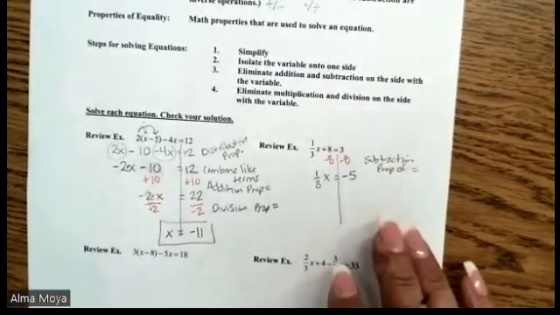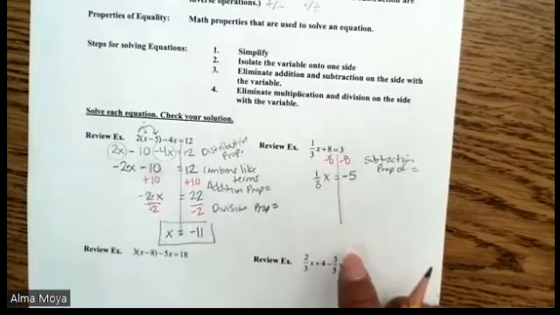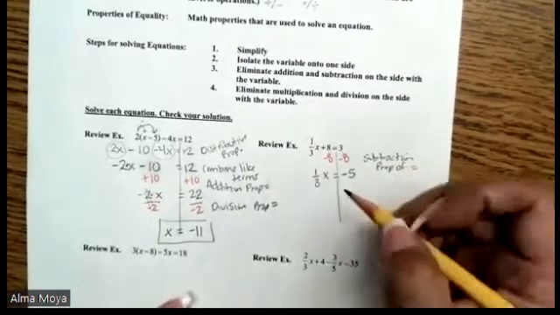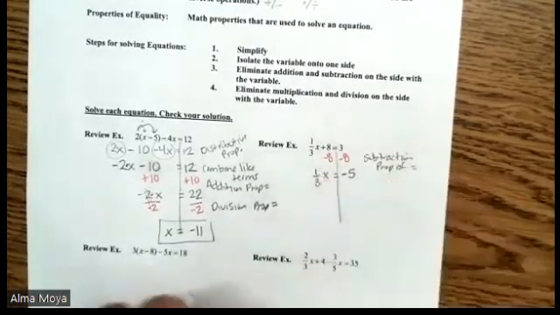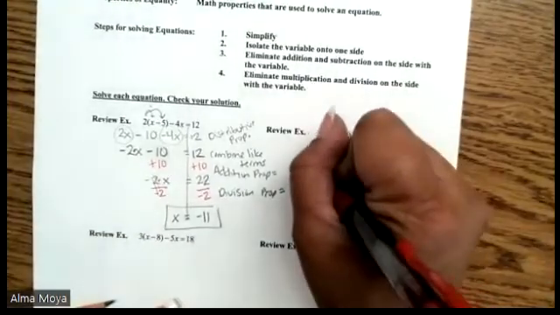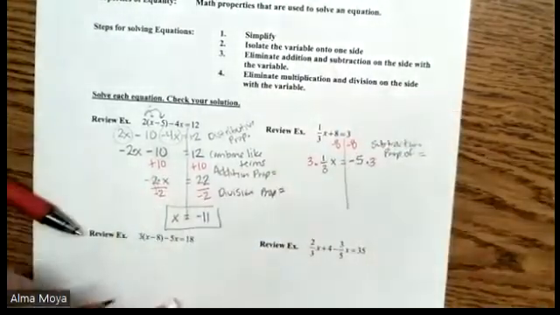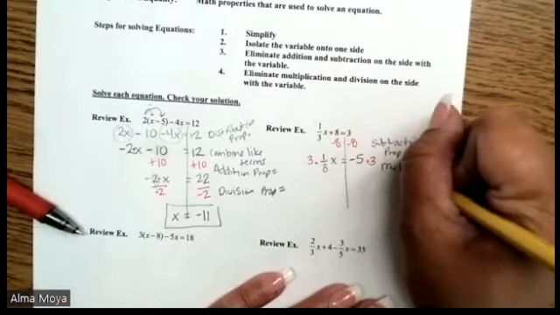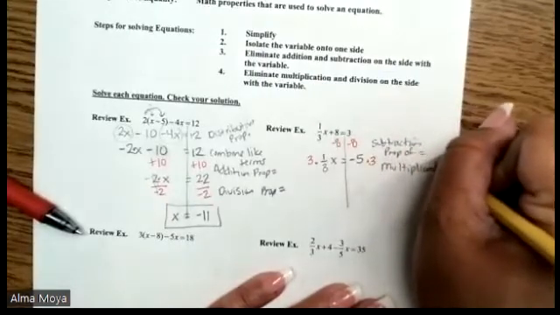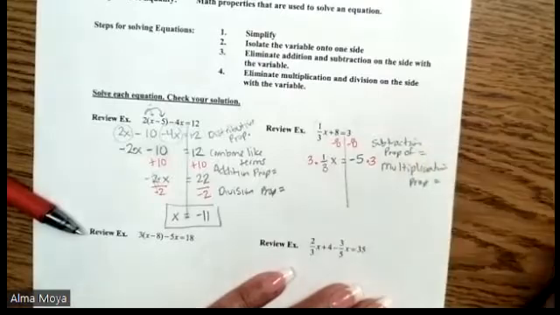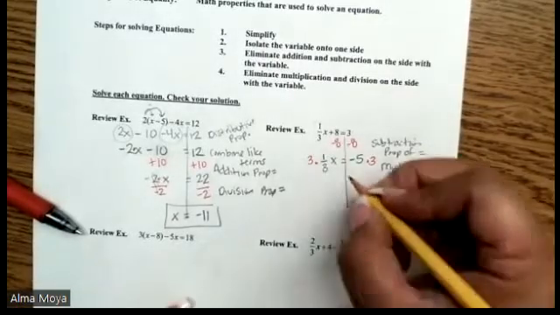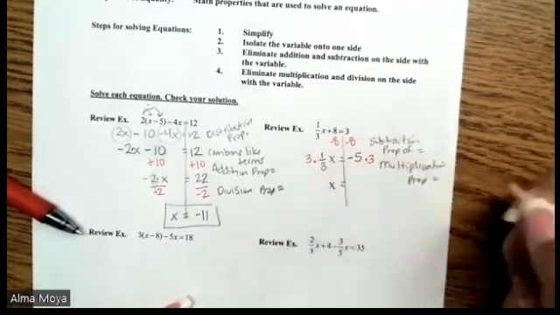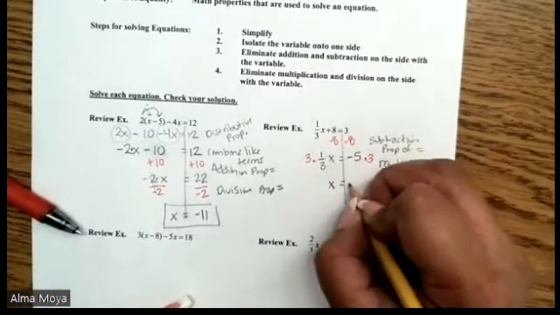Now there's 2 ways you can do this. That 1/3 is being multiplied to the x. You can multiply by what's called the reciprocal, or that really says 1 divided by 3, and the opposite of divide by 3 is multiply by 3. So I'm going to multiply 3 to both sides. Since I'm multiplying, it's called the multiplication property. So now I'm left with the 3's canceling out, and x is equal to negative 5 times 3, which is a negative 15.